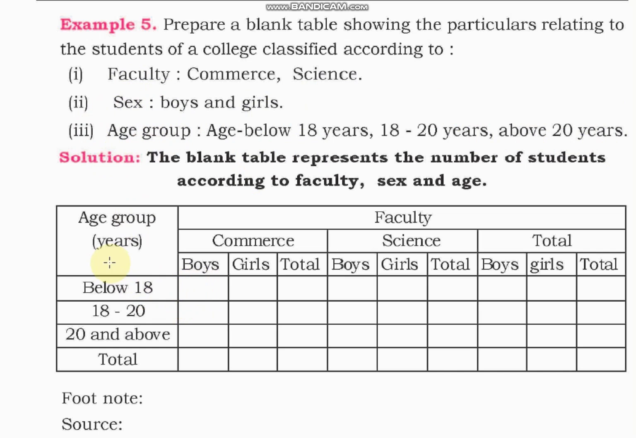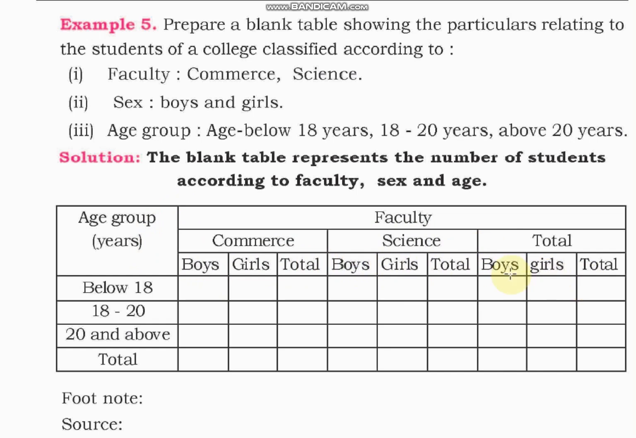So the table has been written like this. According to the age groups, below 18, 18 to 20 and 20 and above, total. So here faculty again is divided into commerce and science. Again commerce and science has been divided into boys and girls, total; boys and girls, total; boys and girls, total.